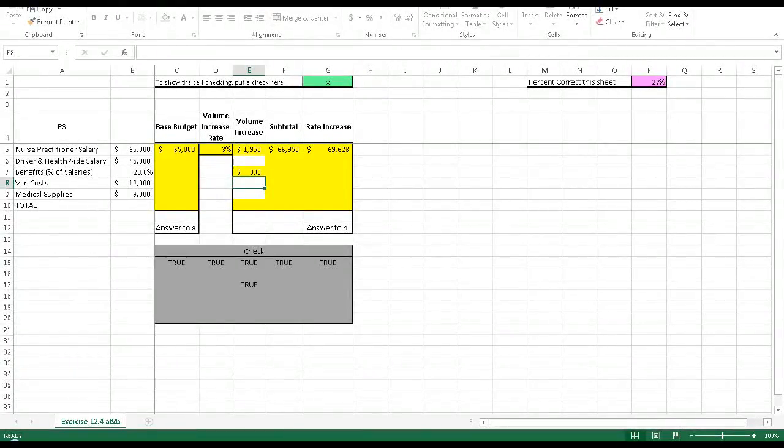And so you need to figure out how you do your rate increase, and it's the same stuff across the board. Just do the same math that you did here, and remember to use the same formulas right down the rows, and then you'll tally these up, and you are set. That is 12.4 A and B.